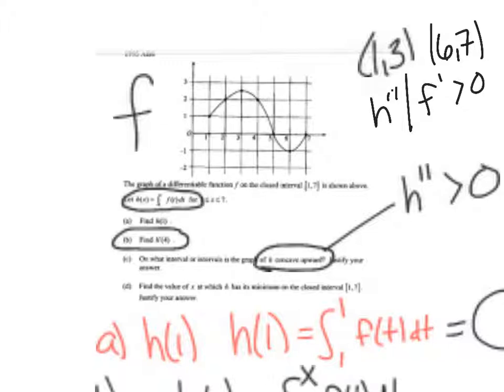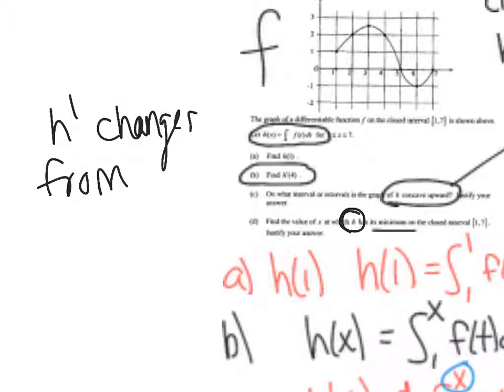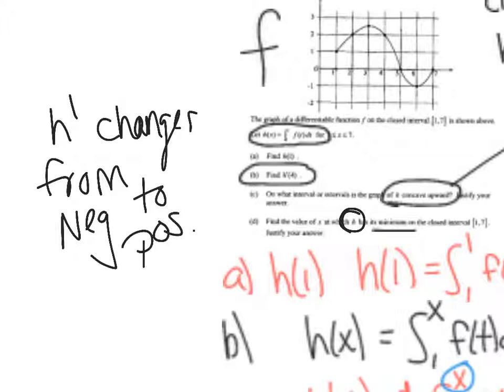Last part, part D. Find the value at which h has a min. Well, again, start with a justification. How do you justify something's a min? Well, it particularly says h prime changes from negative to positive. Okay, something is a min if h prime changes from negative to positive. Well, we already said twice now, h prime is equivalent to, look back at your notes, what is h prime equal to? f of x.